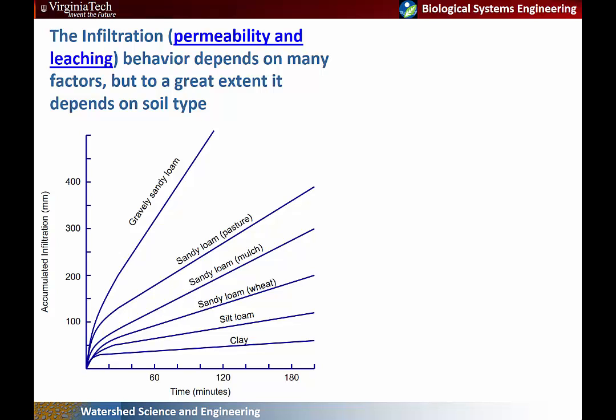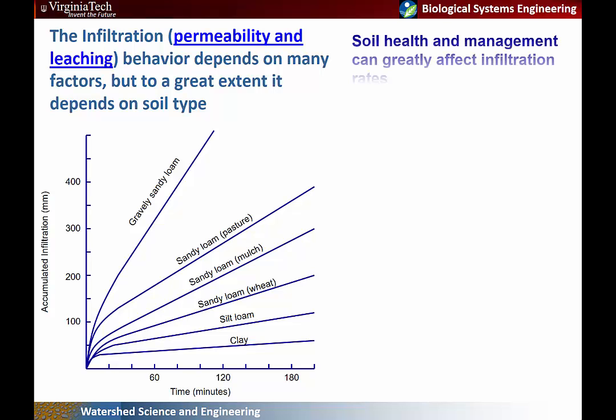Whereas the clay, after 200 minutes, is only infiltrating 20 or so millimeters of soil moisture. So, irrespective of other factors, the clay is going to tend to generate more runoff than a gravelly, sandy loam, provided there are no restrictive layers or things like that in the soil.